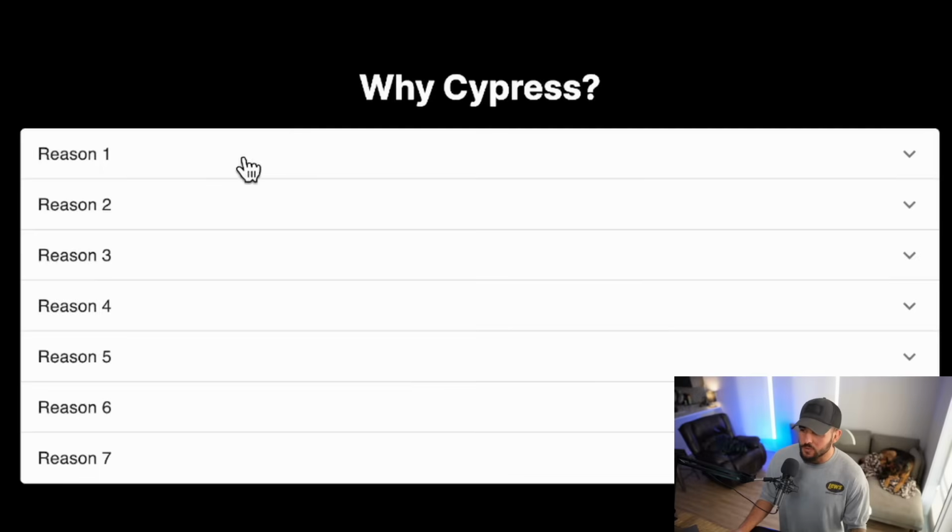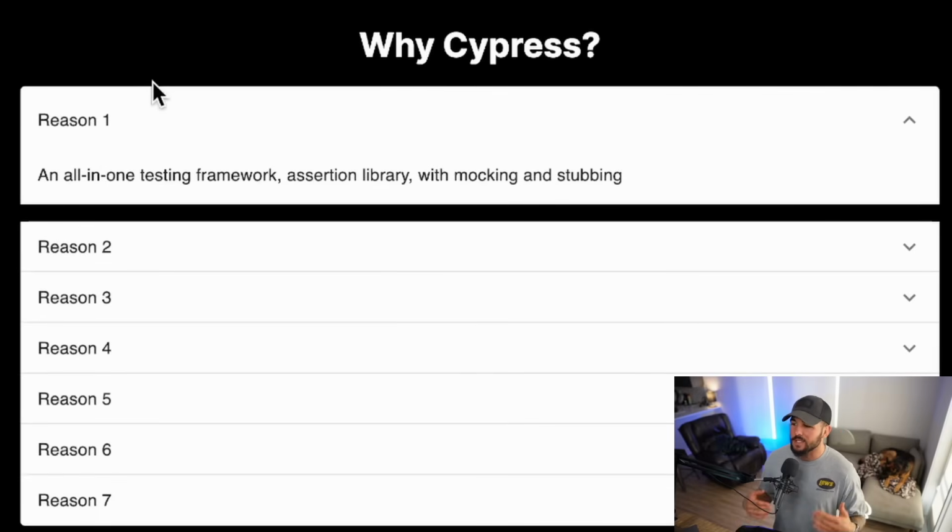Well, the first reason is because Cypress is an all-in-one testing framework. It has an assertion library as well as it provides ways of doing different mocks and stubs for different functions and stuff like that.